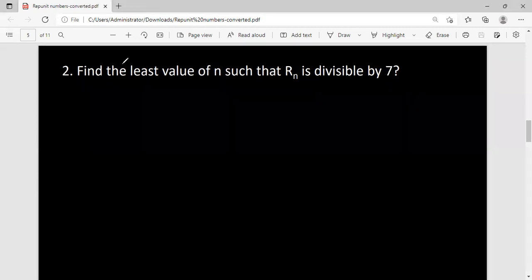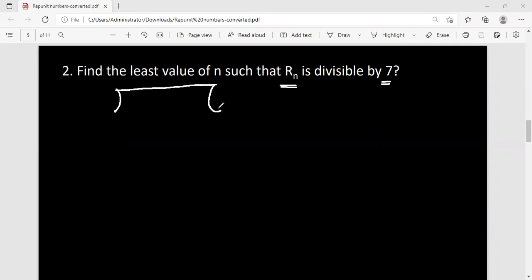Almost the same sum. Find the least value of n such that Rn is divisible by 7. In the previous question, we had 3. Now we have 7. So let us see, guys. I'll do the same thing. I'm starting with 1. R1 is 1. Definitely you can see 1 is not divisible by 7. So I'm taking R2, 11.